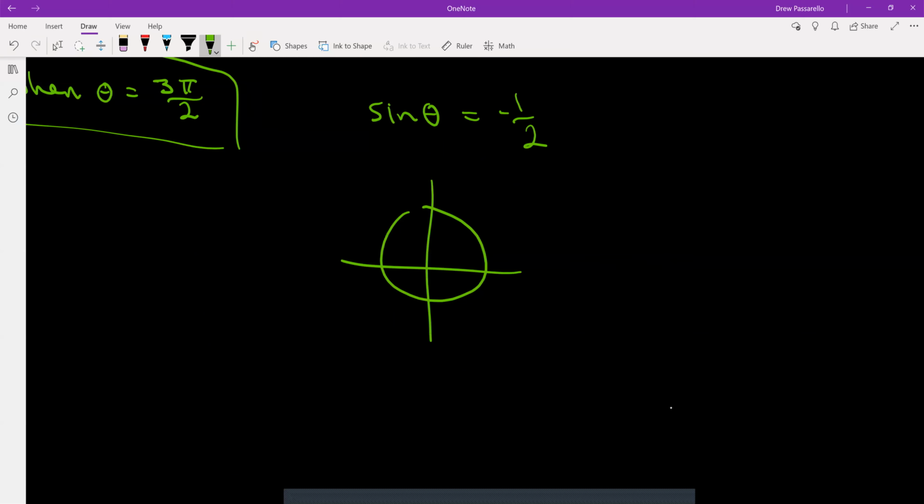Well, I know sine is the y coordinate, so it's going to be the bottom two quadrants as far as where it occurs. And you can reference the unit circle and determine that the two angles are going to be 7 pi over 6 and 11 pi over 6. So this point is -√3 over 2, -1/2. That occurs when theta is 7 pi over 6.